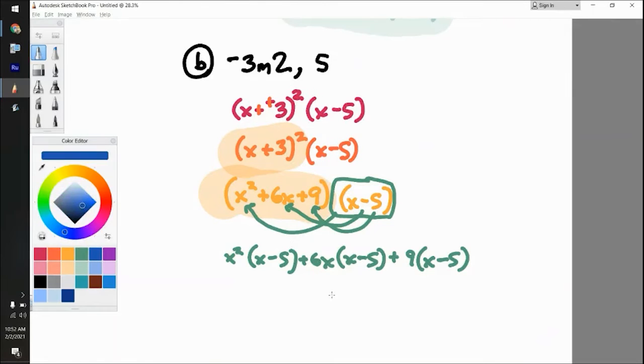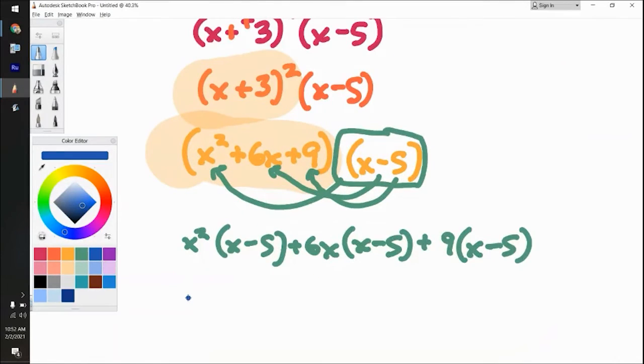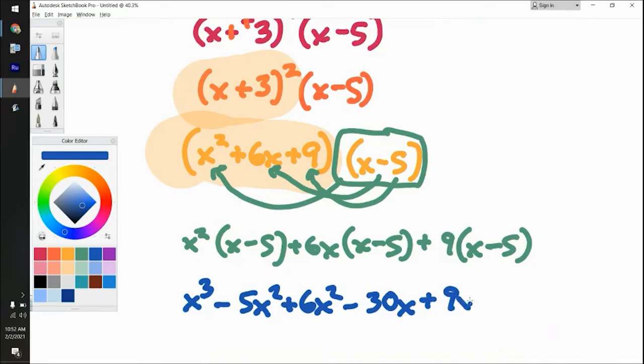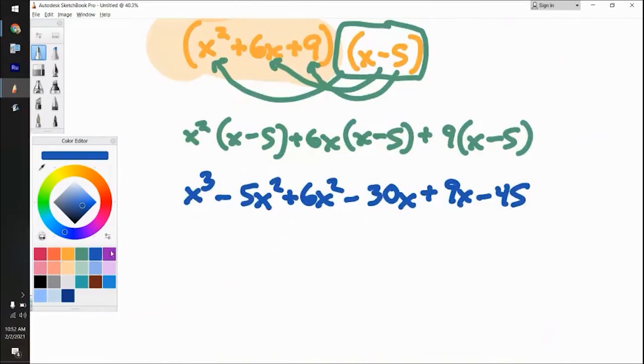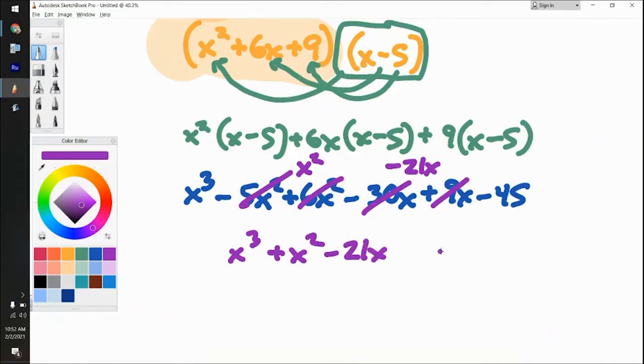So we have x to the third minus 5x squared plus 6x squared minus 30x plus 9x minus 45. Holy cow, jeez. This and this are going to cancel to be just x squared. This and this are going to cancel to be negative 21x. And then you should have the final answer there: x cubed plus x squared minus 21x minus 45. There we go.